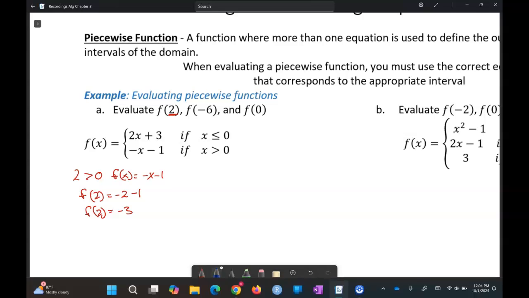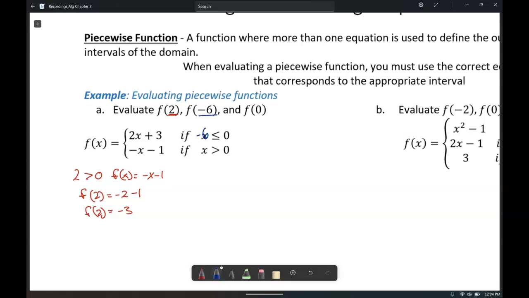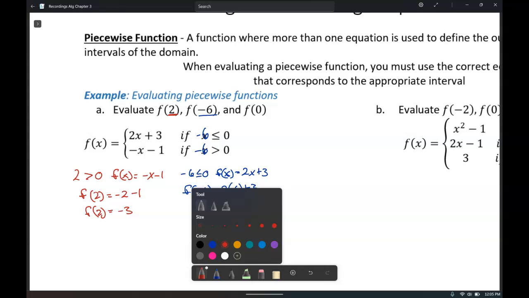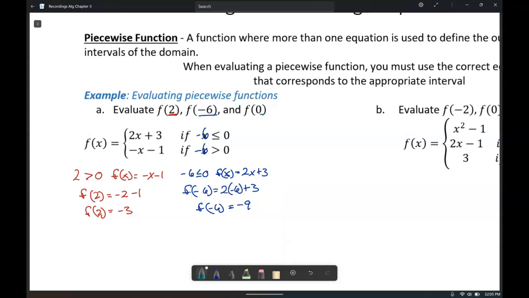If we want to evaluate f of negative 6, is negative 6 less than or equal to 0, or is it greater than 0? Well, it's less than or equal to 0. So because negative 6 is less than or equal to 0, we will be using the function f of x equals 2x plus 3. So f of negative 6 equals 2 times negative 6 plus 3, which equals negative 9.